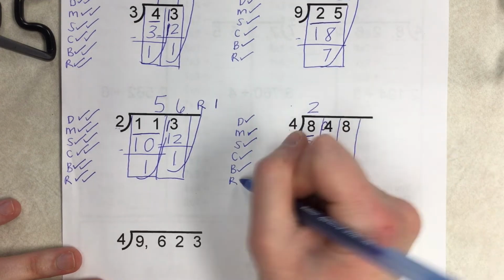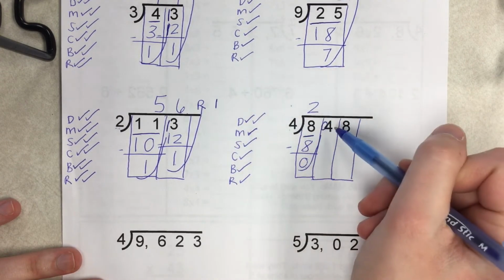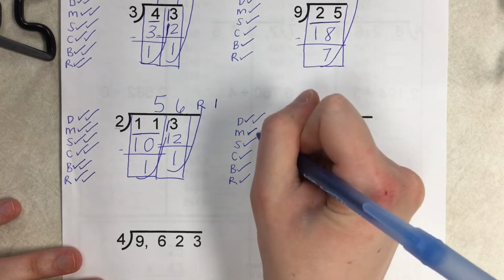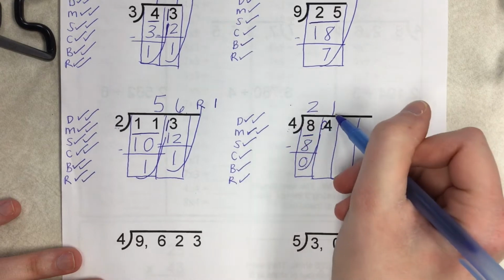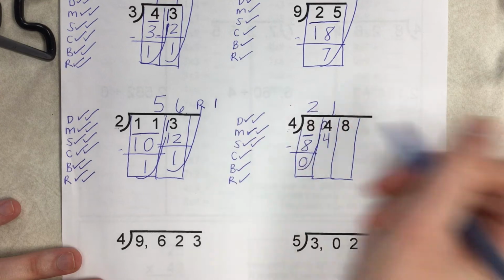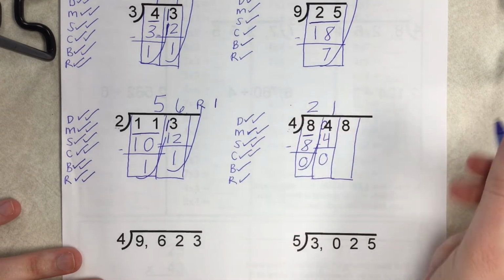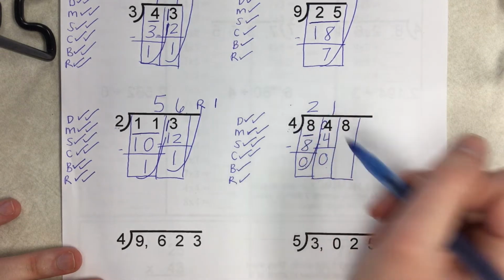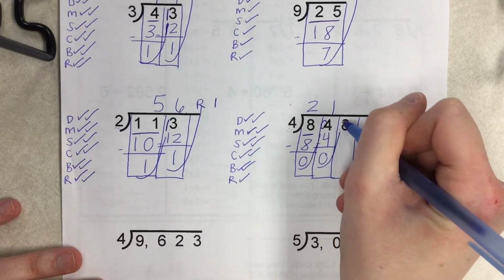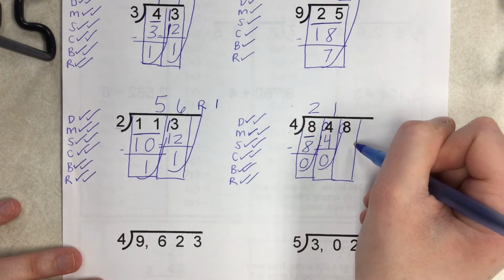And then I'm going to repeat because I have another box. Back to the top of my checklist, determine 4 times what gets me close to 4 without going over? 1. Multiply. 4 kids each get 1 10-pack of Smarties. 4 times 1 equals 4. Subtract to see how many I have left. 4 minus 4 equals 0. Compare. I have 0 Smarties left. I'm sharing with 4 kids, so I can't pass out anymore. That means I can bring up my 0, and I'm going to repeat because I have 1 more box left.